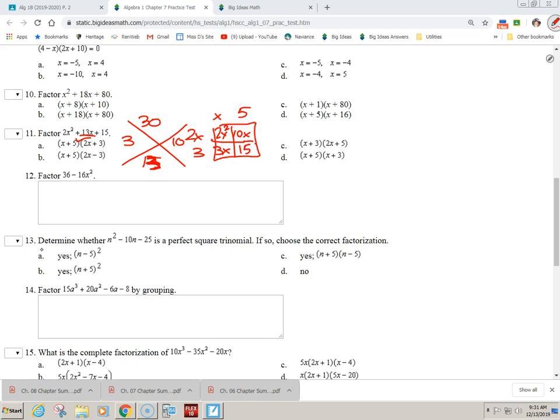That's weird. But does anybody notice what that guy looks like? Is it a trinomial? A binomial?